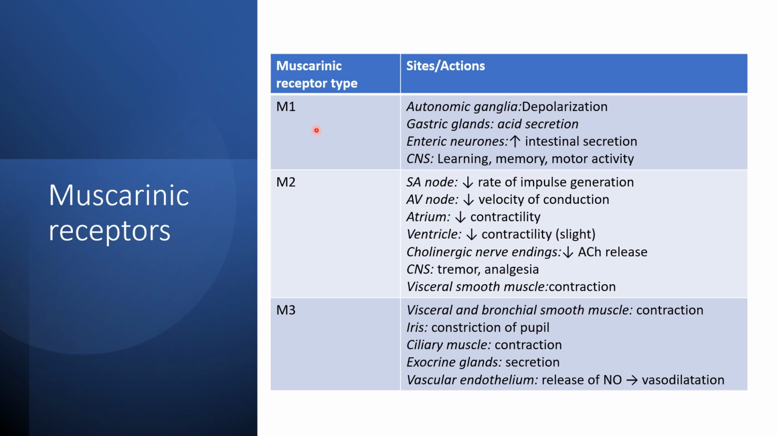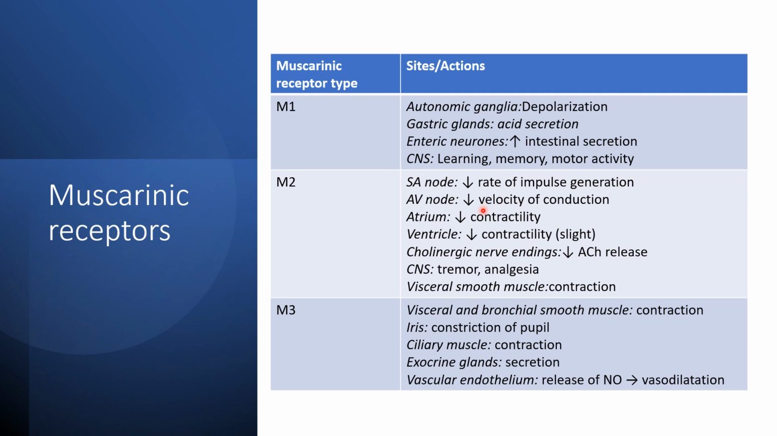M1 receptors are mainly present in the autonomic ganglion, where they cause depolarization, and in gastric glands, where they increase acid secretion. They increase intestinal secretion in enteric neurons, and in the central nervous system they are associated with learning, memory and motor activity.